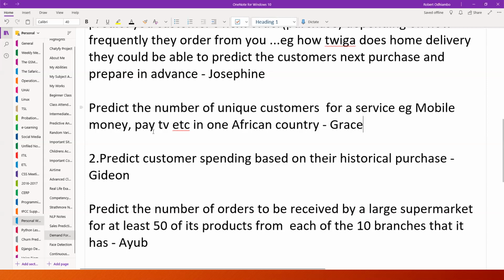Absolutely. I think all these statements so far are candidates for forecasting, and I like it that the understanding for forecasting is actually home and dry. We go to Gidi. Gidi, predict customer spending based on their historical purchase. Expound further.